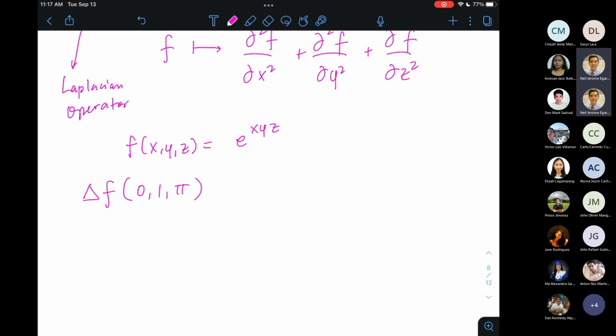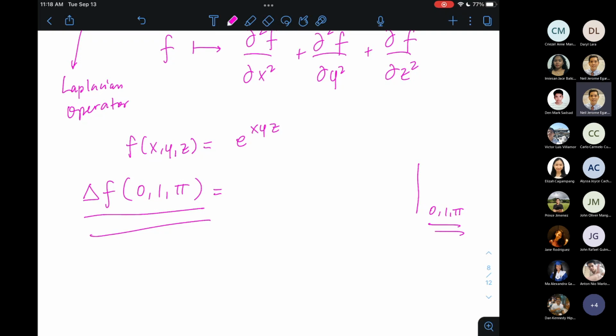Okay? So, pag isolve ko yung Laplacian of f at 0, 1, pi, I need to solve for the Laplacian first. Right? Solve ko muna si Laplacian, tapos saka ko siya evaluate sa 0, 1, pi. So, kunin natin yung Laplacian. Yung Laplacian ay second partial derivatives. Tapos kukunin natin yung sum, tapos para makuha tong number na to, ipa-plug in ko si 0, 1, pi pag nakuha ko na yung Laplacian.